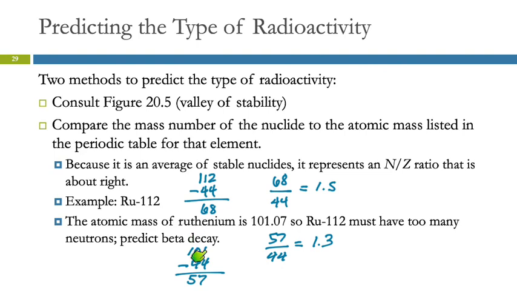So here I calculated out the number of neutrons and the ratios, but you can actually just compare this mass number of 112 to the average atomic mass of 101. These are all ruthenium atoms. They all have the same number of protons. So that tells me, because this mass is higher, it has a lot more neutrons than the average stable ruthenium atom, right? So then we would predict that it would undergo beta decay, which will reduce the number of neutrons. Any questions?